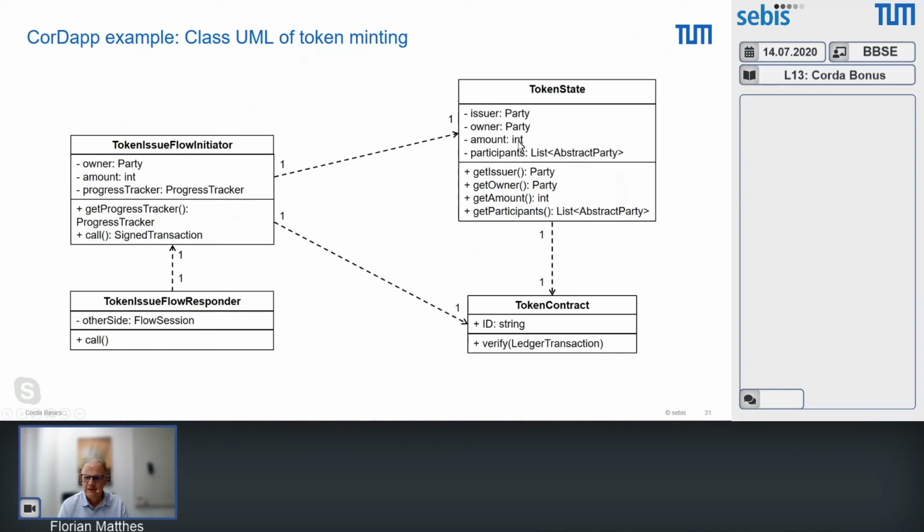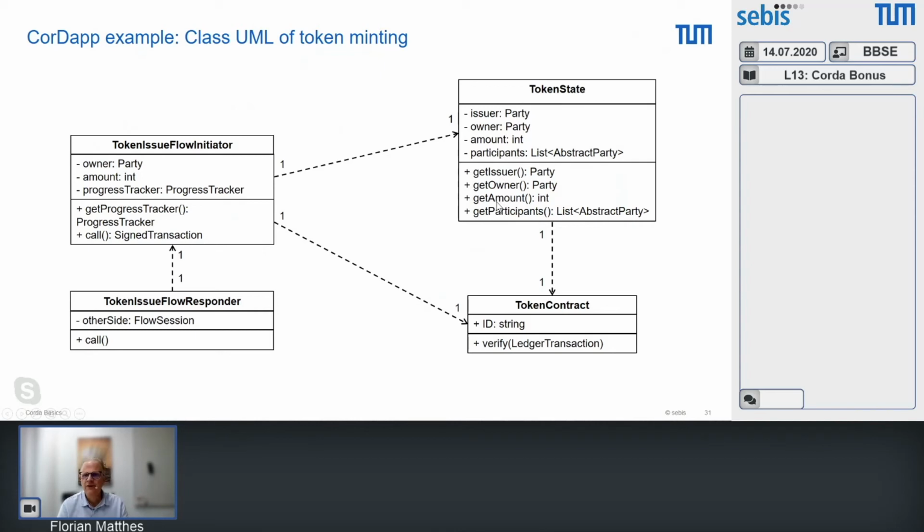passed along. Then this would link to a token contract, and the token contract has this standard pattern: it has an ID, which is compulsory to identify the contract, and a verify operation, which is executed whenever a new token state has to be validated. Therefore, it gets a ledger transaction as an input, which points to the input state and the output state. So it can then get access to the token state.